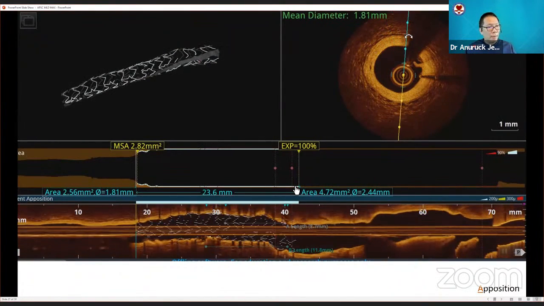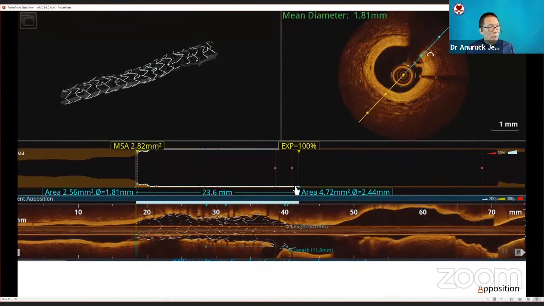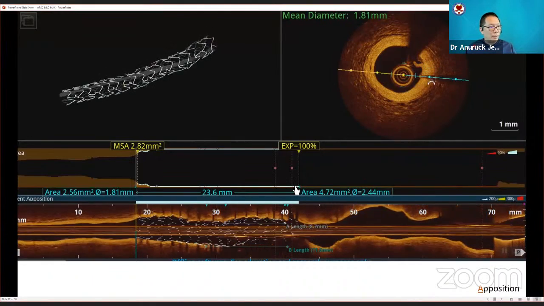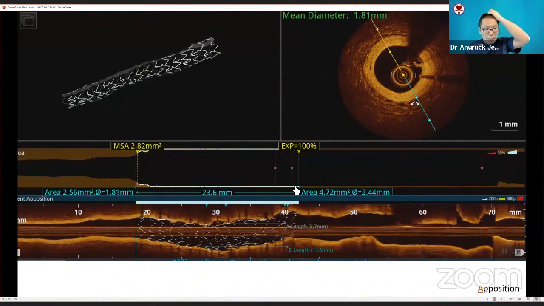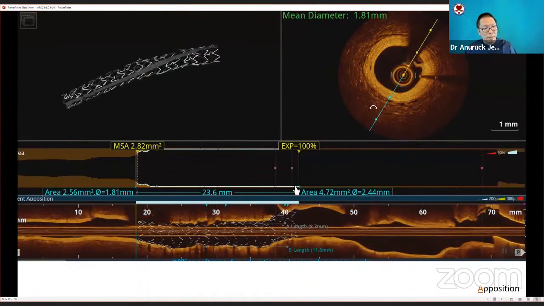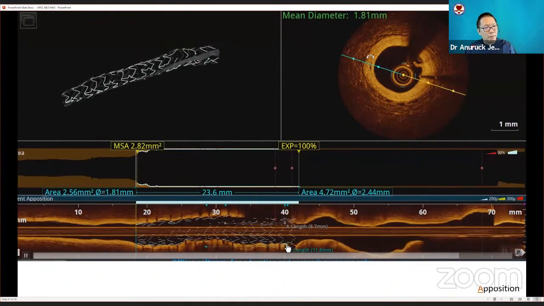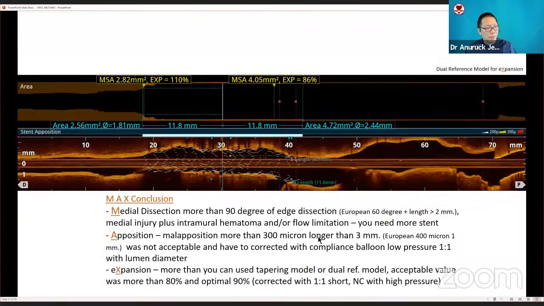Another thing to play around with is the apposition view, but it's 10 minutes now, so I have to wrap up. When you see the apposition, you can rotate and see that the red color is just a small area, not a long lesion. So for the conclusion of MAX: if you have a medial dissection of more than 90 degrees and injury to the media, followed by an intramural hematoma or flap, you have to do stenting.